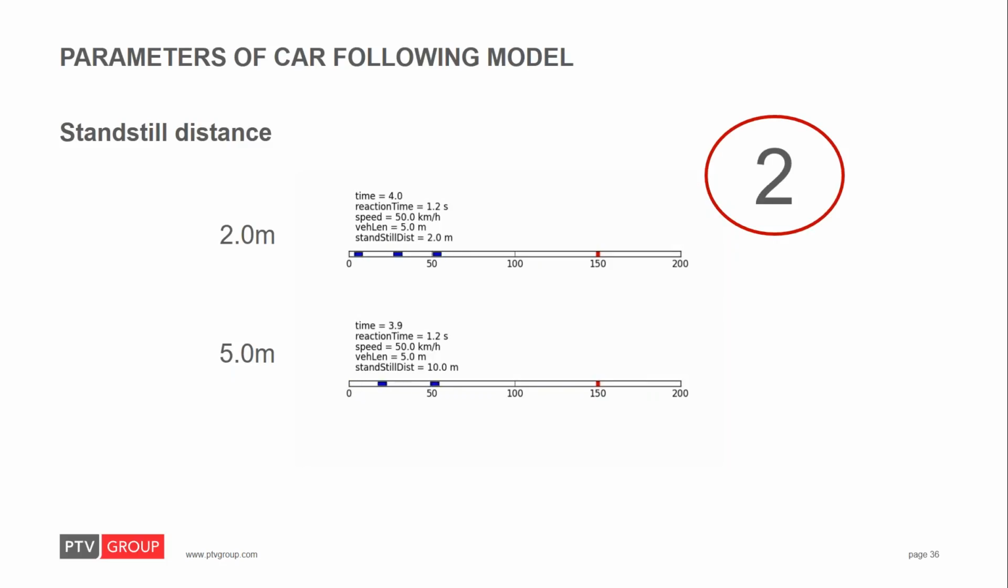The standstill distance, of course, will have an effect on the maximum density and the number of vehicles that can fit into a link. And the speed, which is usually not a calibration factor, but here we can also see that the speed of the shock wave is different, and also the maximum flow of the link will be different in these two cases.